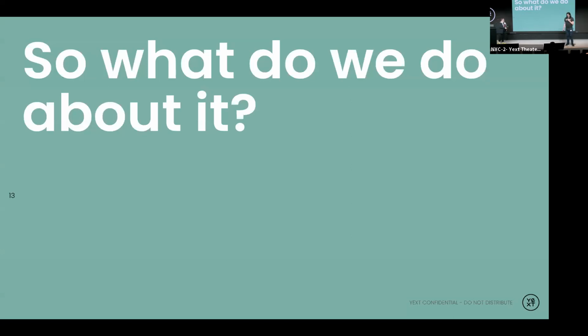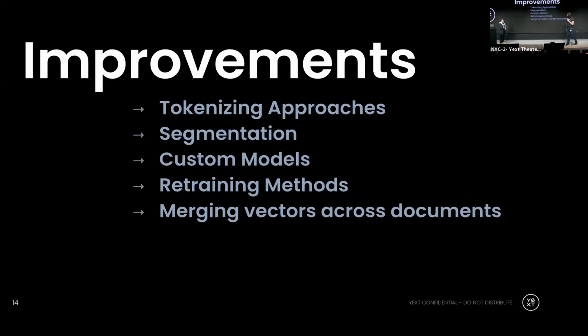All right. What are we doing about it though? There are a lot of different things that we've been looking at to improve our results. So we have tokenization approaches, segmentation, custom models, retraining methods, and then merging vectors across documents. And we're going to talk about all of these.